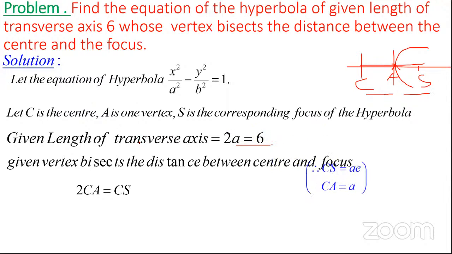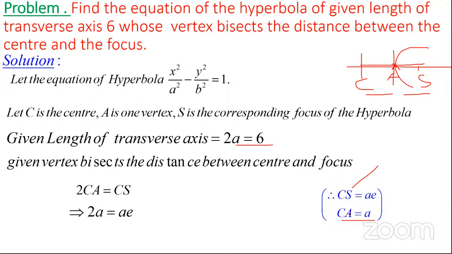We know that the CS value is the focus distance, and CA is the length of the semi-transverse axis. So substitute: 2CA equal to CS. CA value is a, and CS value is ae. So 2a equal to ae. Here a gets cancelled, and I will get e equal to 2.